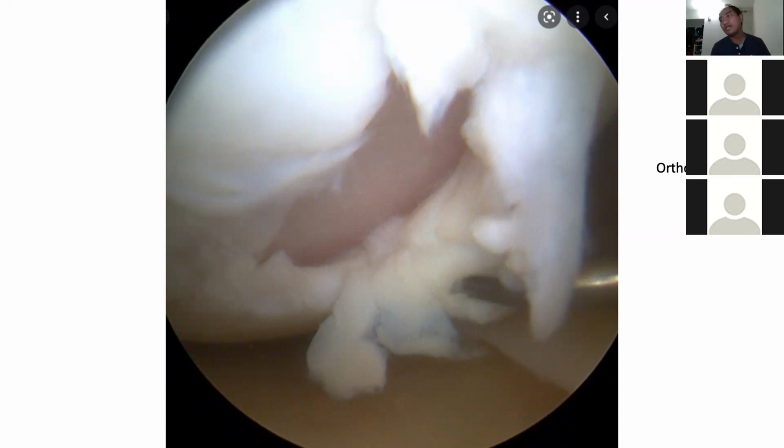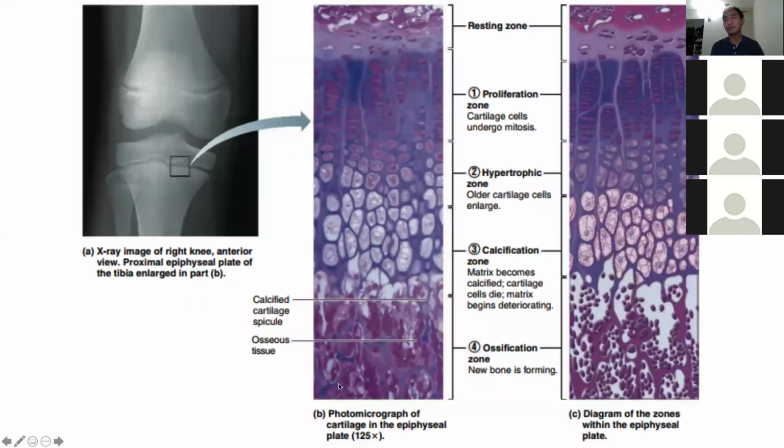Okay, so now we have seen hyaline cartilage, fibrocartilage. We are taking full advantage of their properties. This is what we call the physis or epiphyseal plate. This is the epiphysis. This flared region is called the metaphysis.